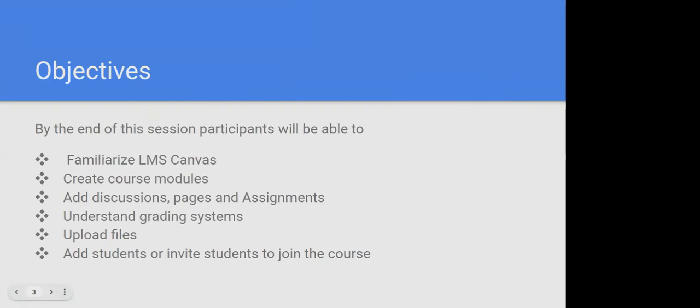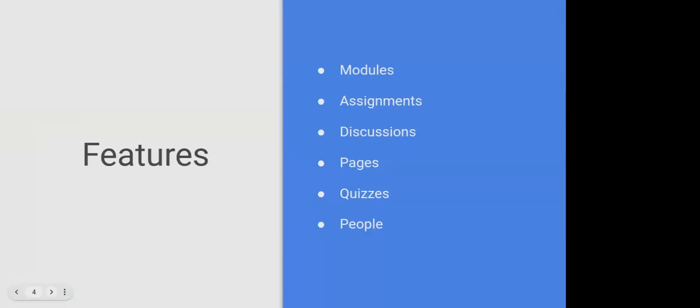The main features of Canvas are modules, assignments, discussions, pages, quizzes, and people. Modules are like an event. Suppose you are going to organize a 5 weeks course, and there are 5 modules in that. Assignments, as we know, test their ability to understand the things, and the discussion forums make the students interact with each other and learn, internalizing whatever they have read and watched in the form of input.